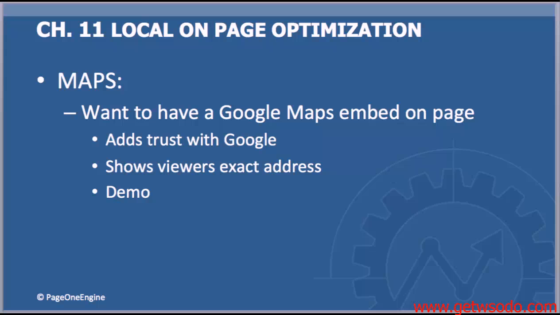Okay, so now for the maps. You're going to want to have a Google Maps embed on every page that you're optimizing for. Now this just adds trust with Google, and it also shows the viewer the exact address that the business is located at, so that builds more trust with them as well. Now let me show a demo on how to install a Maps embed on your web page.